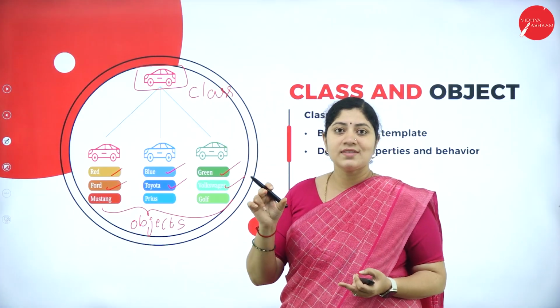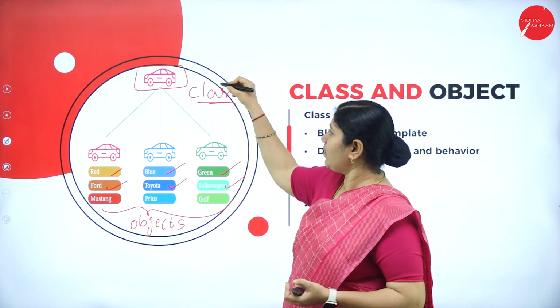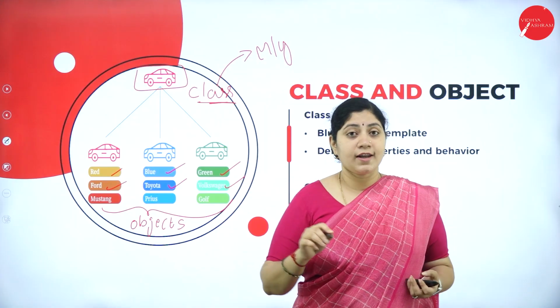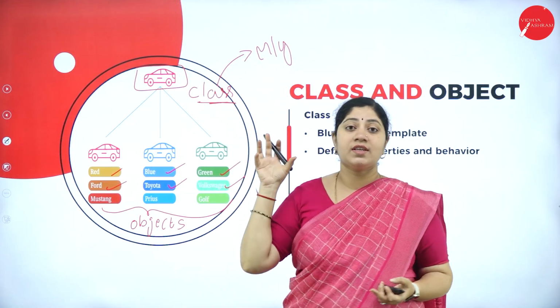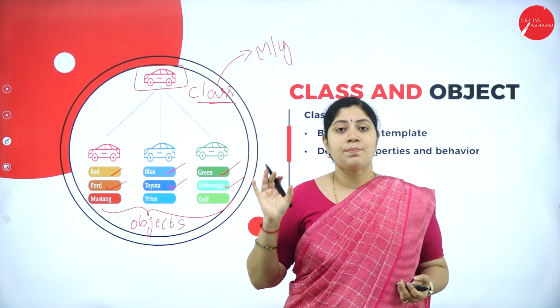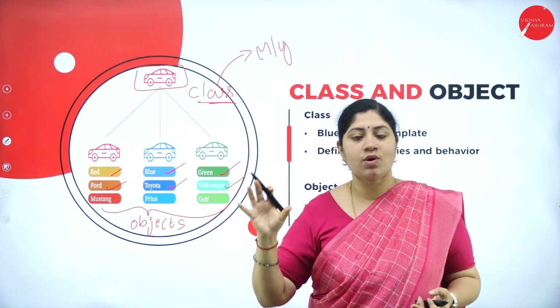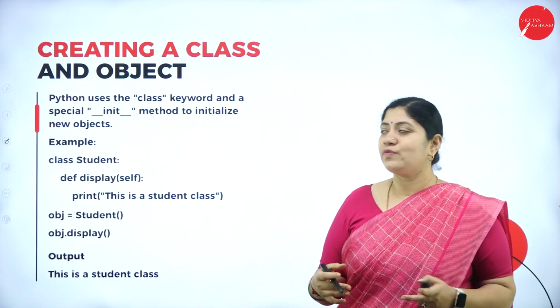Correct? So once an object is created, then that class will be provided with a memory. Unless and until an object is created, the class will not be allocated inside the memory. This is the main thing to be noted. Clear? So this is the basics of a class as well as an object. Understood? Great. Let's move forward.